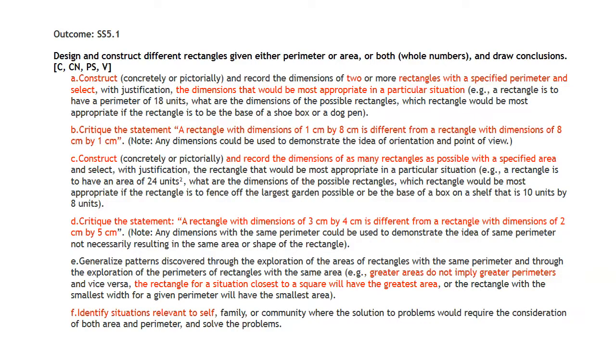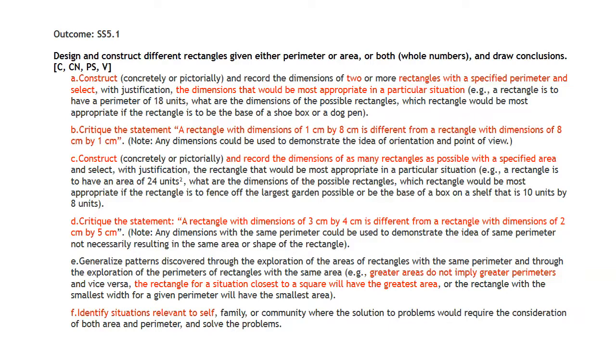Welcome to SS 5.1. We are talking about constructing and designing different rectangles given either the perimeter, the area, or both, and then drawing conclusions. So what that means is the textbook is going to tell you what area or perimeter you have to use, and then you have to figure out what that rectangle is going to look like. So indicator A says construct, and that means concretely, like you actually build it out of blocks or something, or pictorially, which means you just draw a picture of it.